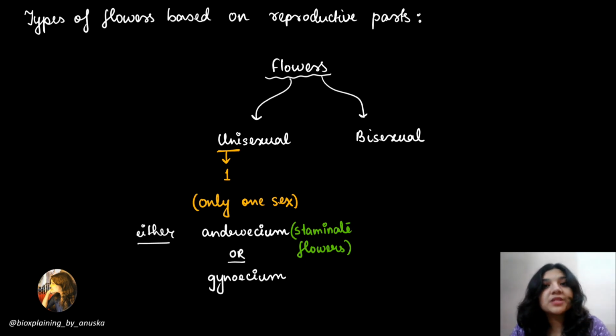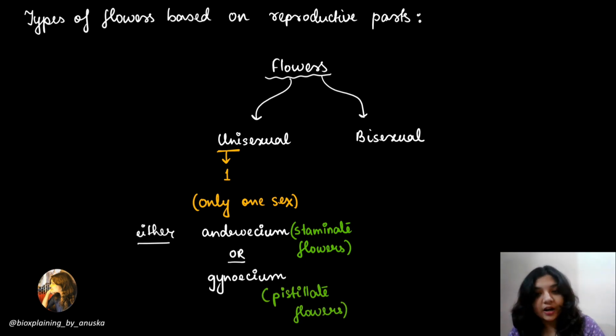Only when androecium is present in a flower, we call it staminate flowers, because androecium has individual units called stamens. So hence the name comes, that is staminate flowers. And flowers where only the gynoecium is present, these flowers are known as pistillate flowers. The individual unit of the gynoecium is the pistil. That is where it gets the name, that is pistillate flowers.